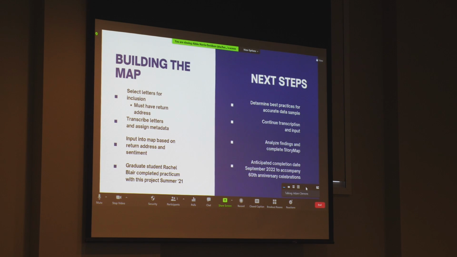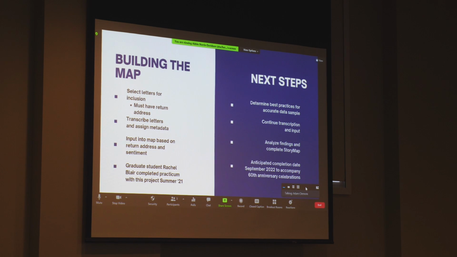Yeah, and so part of the process then is, as Abby was describing, noticing these return addresses, which is the key for being able to map out these letters. The most important component is that in order for a letter to be included, we need to have the return address, naturally. And the next step was we began to transcribe and assign metadata. Some of the letters had already been transcribed. And then once that was completed, we began to input them into a map based on return address and sentiment, anti or pro. And we also had a graduate student from Southern Miss over the summer of 21. She was completing a practicum and helped tremendously with the organizing and also transcribing. So hopefully it was a great experience for her. It was definitely great for us.